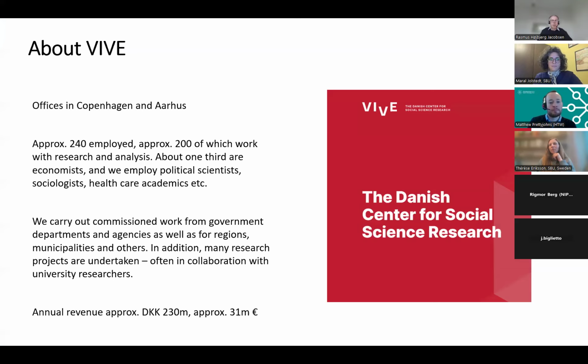Yes, just very shortly about Vive. Most of you know Vive, so I will do this extremely fast. We have offices in Copenhagen and Aarhus. We are called, in English, the Danish State Center for Social Science Research. What we do is commission work from government departments and agencies, as well as for regions and municipalities. In addition, we have a lot of researchers employed who carry out research projects, usually in collaboration with researchers from universities and elsewhere. Next slide, please.